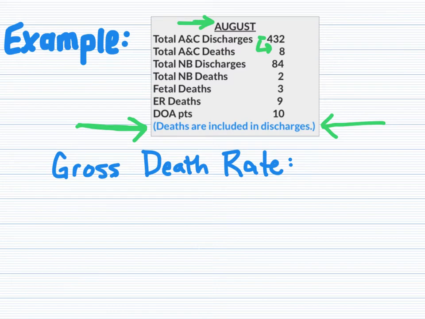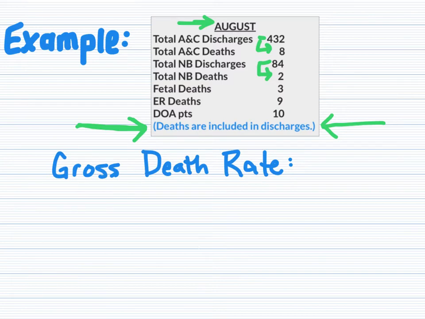Let's go on down the list here. Total newborn discharges, 84. Total newborn deaths, 2. Again, of the 84 discharges, 2 of them are newborn deaths. Then we also have data here about fetal deaths at 3, emergency room deaths at 9, and dead on arrival patients at 10.